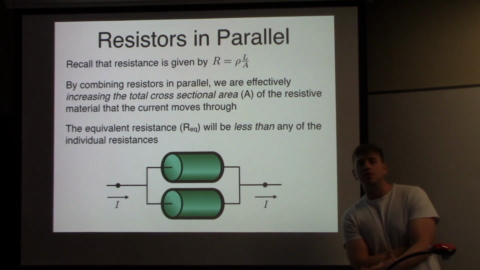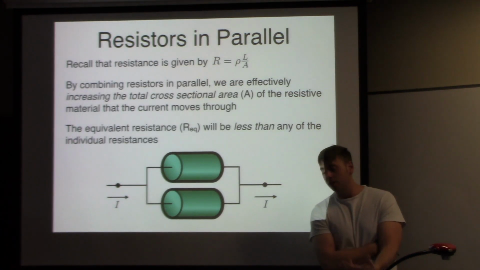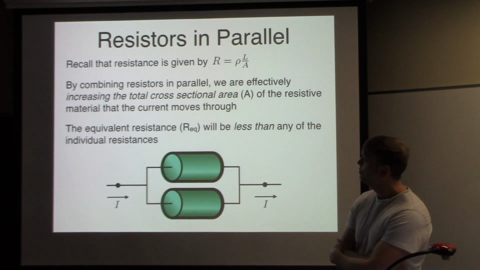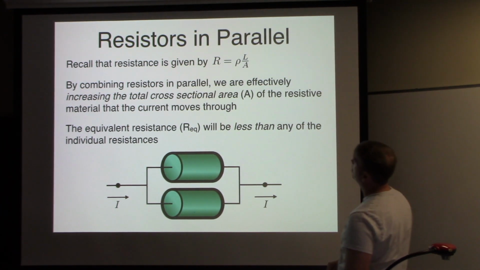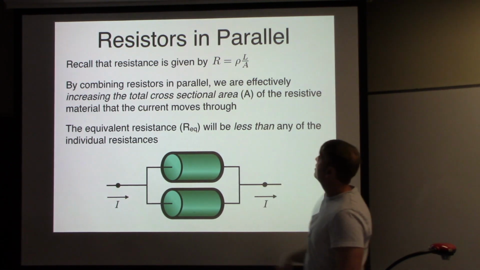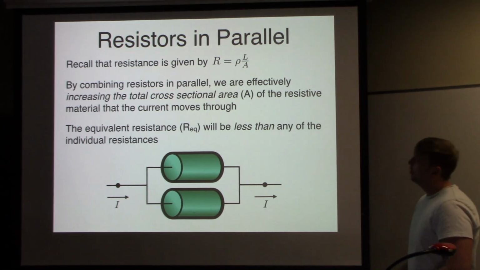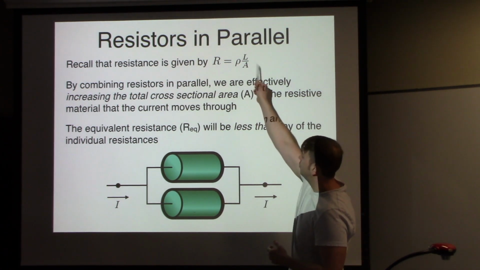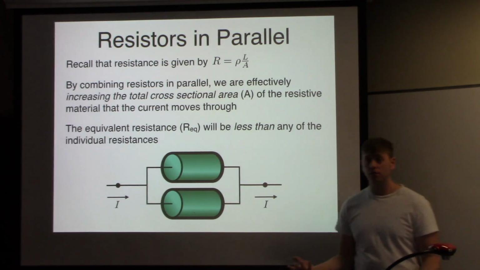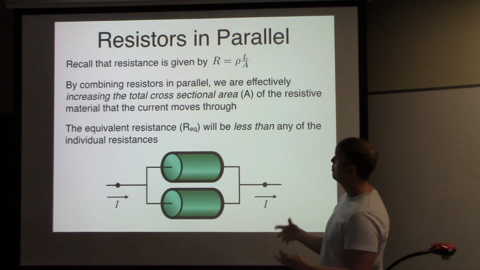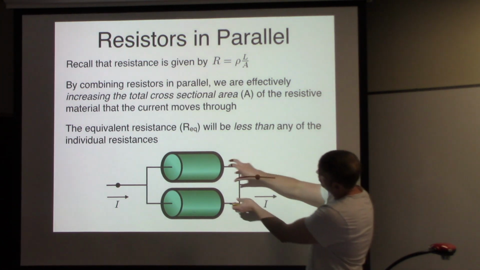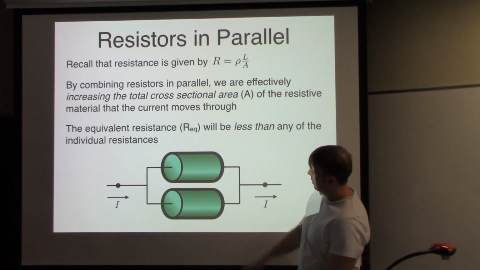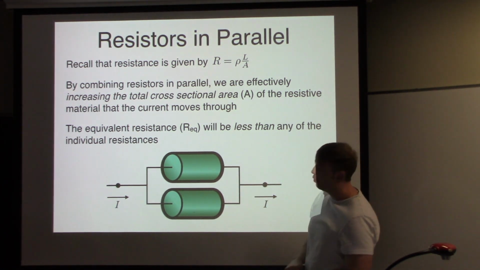I want to give you the intuition for why the equivalent resistance formula works out the way it does when we have resistors in parallel. Starting with the basic formula, resistance is given by rho times L divided by A. In this case, we want to think about when we combine resistors in parallel, which one of these variables that goes into the resistance is being changed? Which one is being modified? We're going to take the example of just two little cylindrical resistors connected in parallel like this. And so what are we changing?